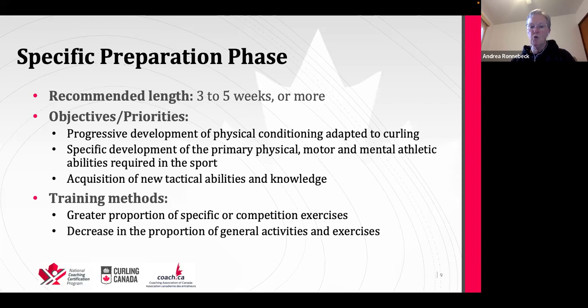Training methods, there's a greater proportion of specific or competition exercises, and there's a decrease in the proportion of general activities and exercises. This phase requires more emphasis on training skills directly related to curling. So that's why it's called specific.